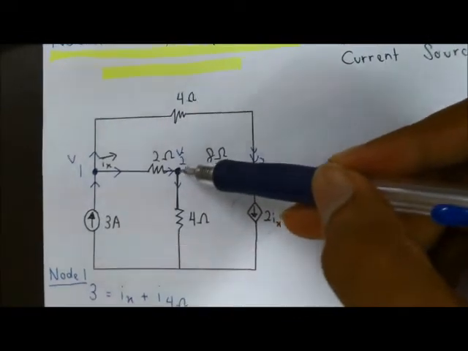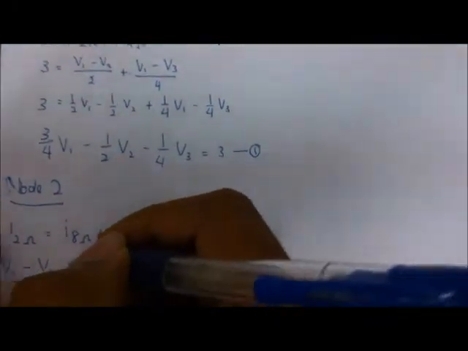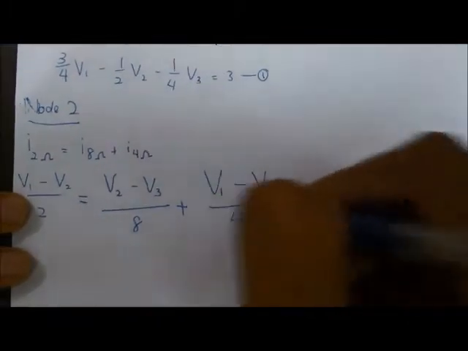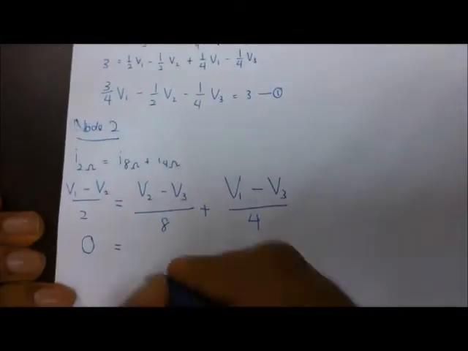Okay, node 2. We see I2 ohm goes in, and the others all go out, which are I8 ohm and I4 ohm. So we copy back I2 ohm on the left because it goes in, equals I8 ohm plus I4 ohm. I2 ohm, as we know, is V1 minus V2 over 2. I8 ohm equals V2 minus V3 over 8, plus I4 ohm, V1 minus V3 over 4. What we can do is put everything on the right side, because left or right is the same, but you must put all the variables on either the left or the right. So we broke it down and we get this big equation.